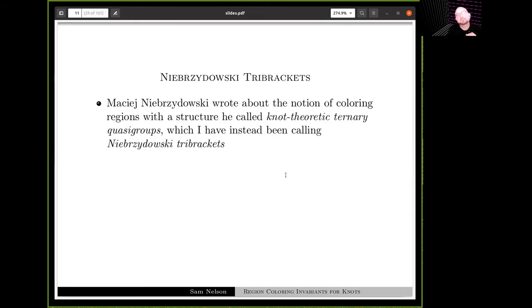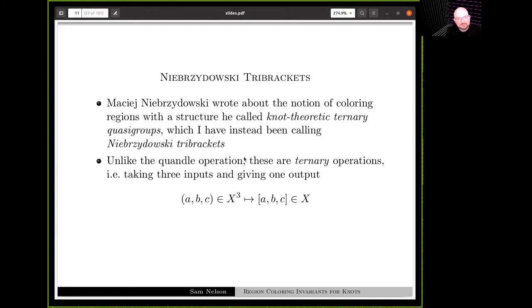So moving on from the shadow coloring idea, you might say, well, how about we do region colorings where we don't already have an edge coloring with a quandle or anything else? So Nebeshadovsky wrote about this notion of coloring regions with a sort of generic structure that he called knot-theoretic ternary quasigroups. I have instead been calling them Nebeshadovsky tri-brackets.